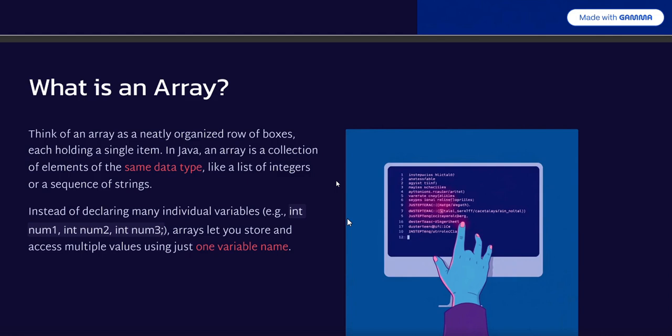In Java, an array is a collection of elements of the same data type, like a list of integers or strings. Instead of declaring many individual variables, for example int num1, num2, num3, arrays let you store and access multiple values using just one variable name.